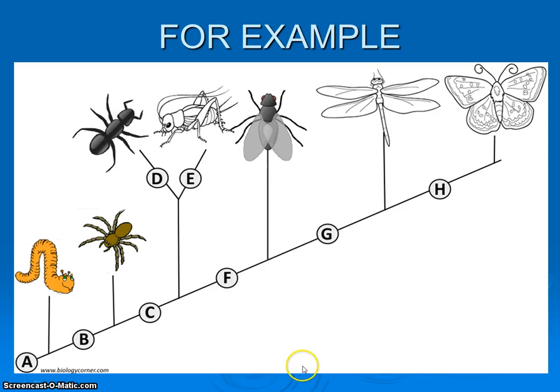So here are a bunch of organisms. You can see that they all appear to be creepy crawly bugs, quote unquote, if you will, although technically they're not bugs. But we can see that they're all pretty closely related, yet they are different.